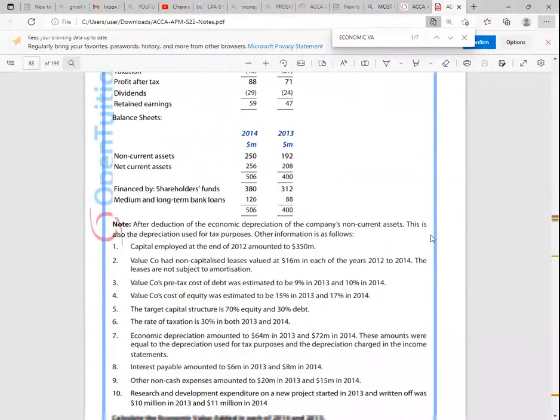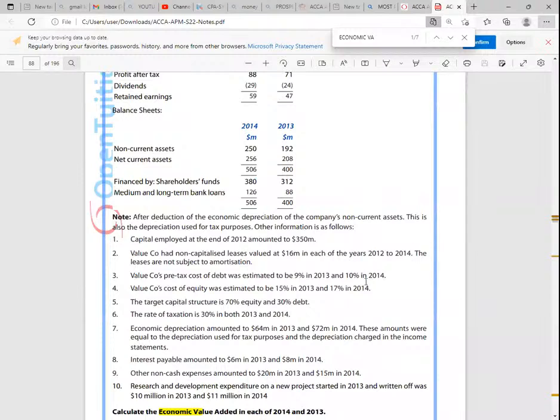Great, so here we are. This is a very bad examiner. This guy has given me capital employed at the end of 2012, not number one. Remember, our financial years are 2013 and 2014. An examiner who does this is an examiner who does not wish me success.